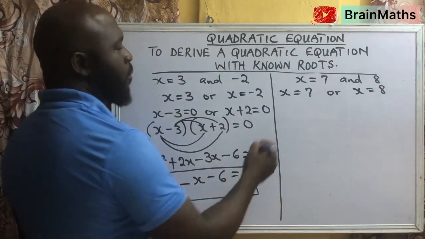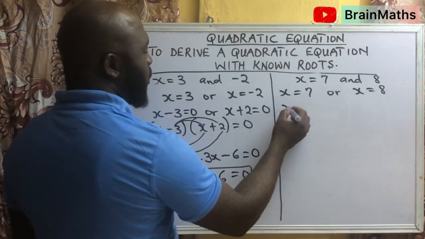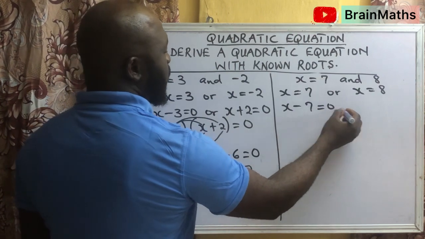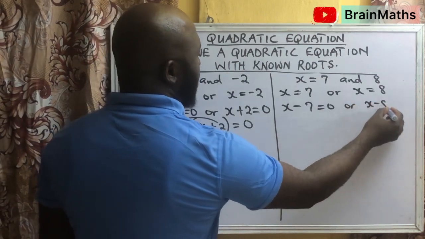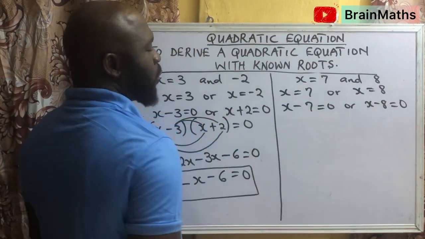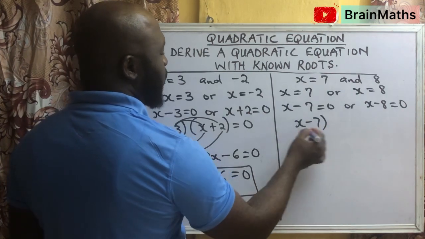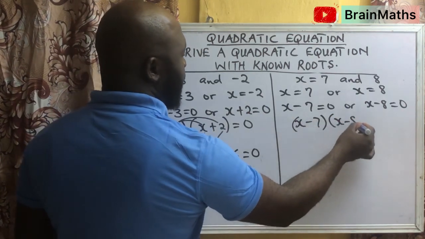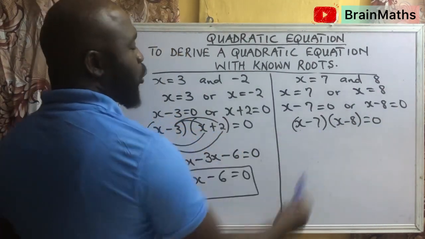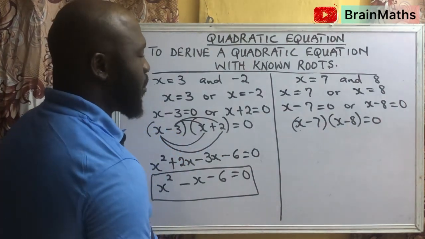Equate them to 0. Bring 7 in and then 8 inside. So we have x minus 7 equals 0, or x minus 8 equals 0. Then since the two of them are equal to 0, let's combine them together. We have x minus 7 and x minus 8 both equals 0. So we are using this bracket to open that, or you use this to open this. Anyhow, you will still get the same answer.